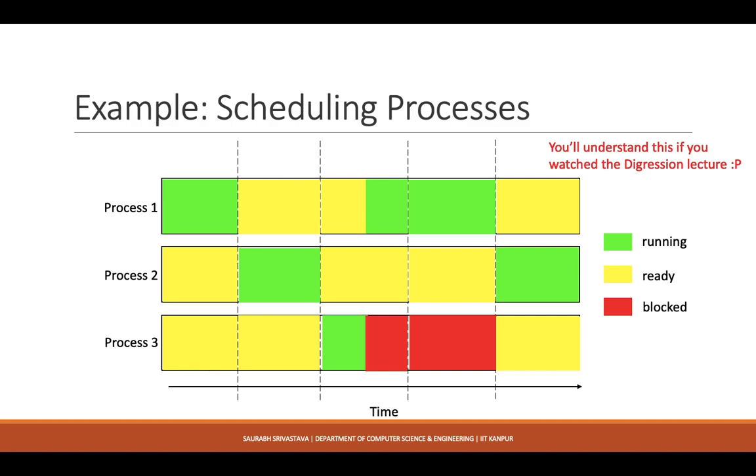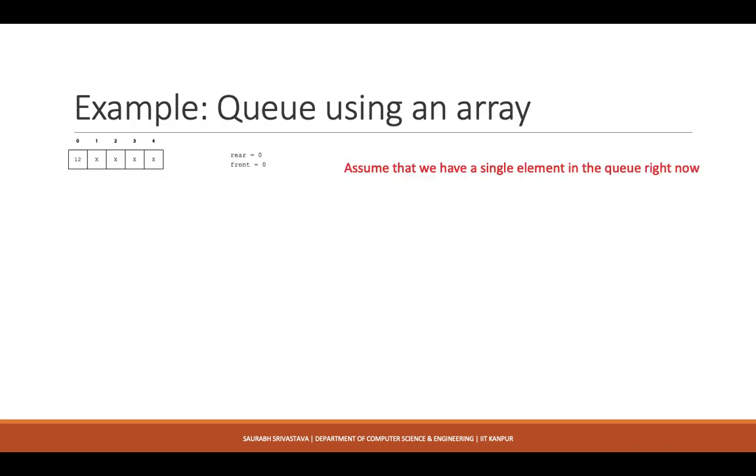But in a very simple world where all the processes require the same amount of time to execute, a queue can simply implement it like this, where whichever process comes in next goes at the rear end of the queue, and whenever a process executes and has finished, I assume that all are requiring the same amount of time, then it gets out of the front end of the queue.